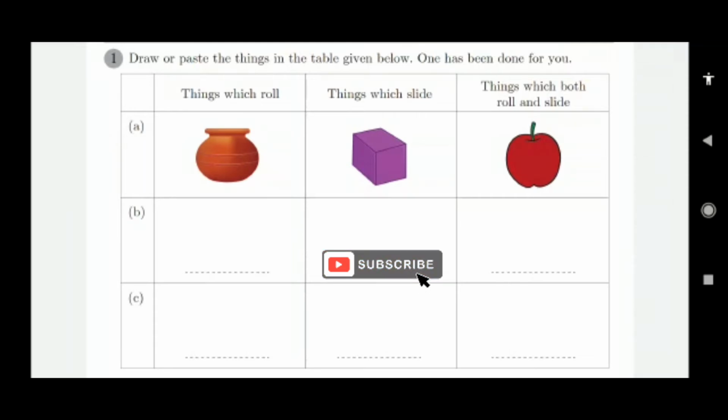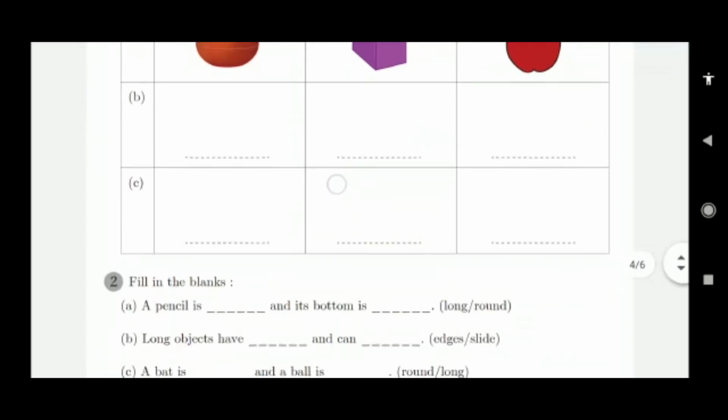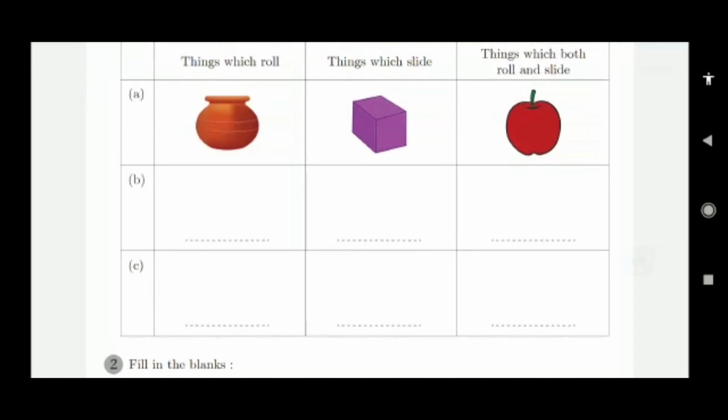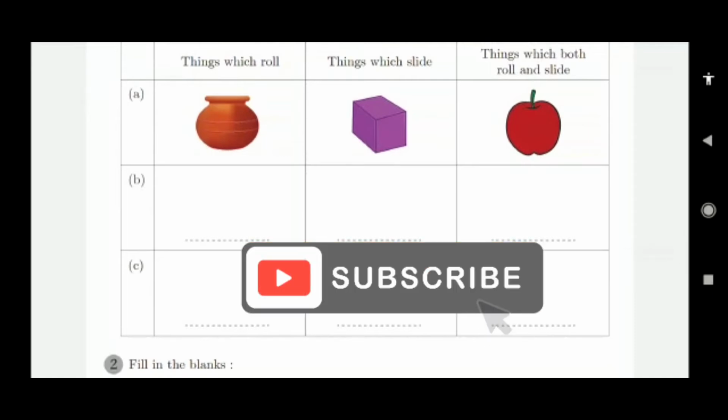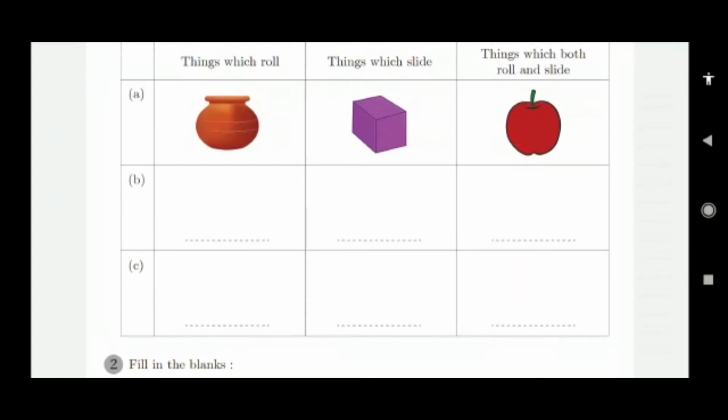Things which roll. Pot can roll. Things which slide. This is a box. An apple is given. Okay. This it can roll as well as slide. So other items which you think, write in the B which can roll. A ball you can write. C which can roll. Road roller or a tube light. These are all rollers you can write.